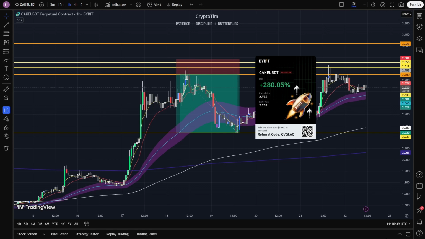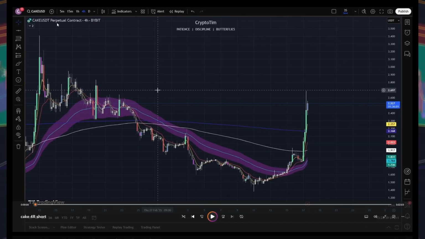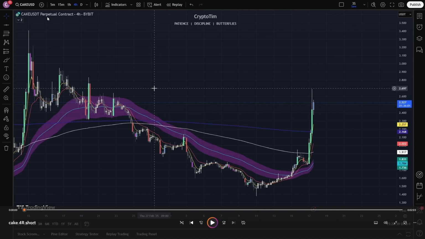Today I'm making another video about this 4-hour short trade setup on CAKE USDT. I did record my chart live when I was looking for this setup, so without further ado, let's jump straight into the video. Alright, so now for the actual TA part of the video.